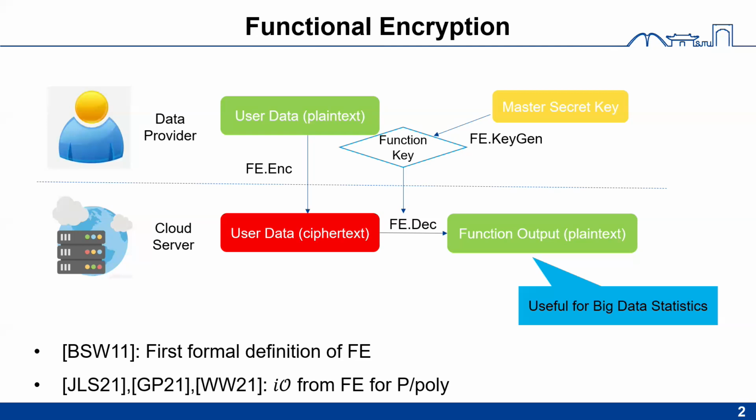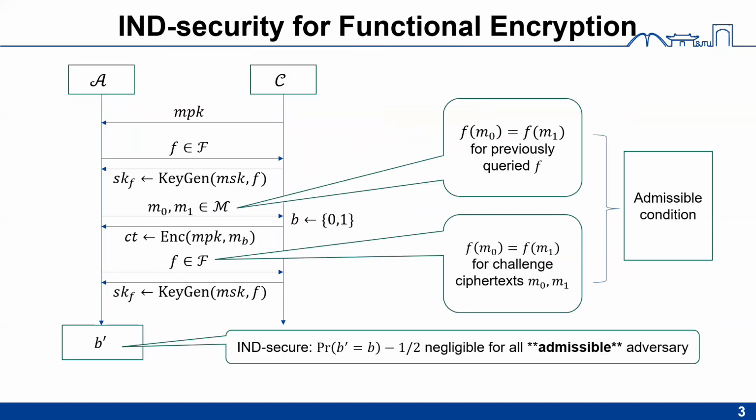Functional encryption is an important method for computing on encrypted data, especially for cloud computing, as the cloud server can take a ciphertext as input and output the required computation result as plaintext, which is different from homomorphic encryption. FE for P/poly can also be used to construct indistinguishability obfuscation. The standard IND security is equivalent to the natural notion of semantic security in public key encryption.